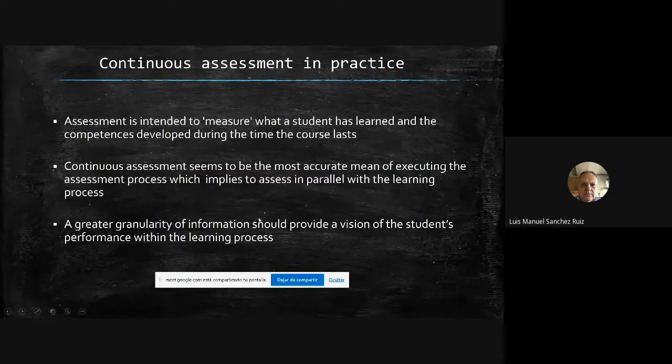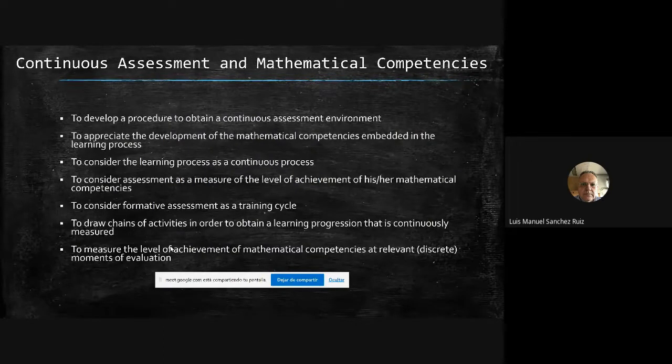Assessment usually is intended to measure what a student has learned and the competences that they have developed. The continuous assessments try to do this more often. So in general terms, a greater granularity, that means the more activities that you are controlling and looking at, should provide a vision of the student's performance within the learning process. So in order to get mathematical competences, we should try to develop a procedure to obtain a continuous assessment environment.